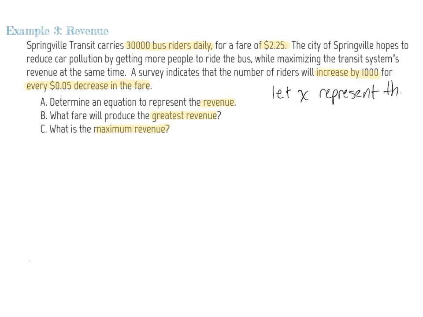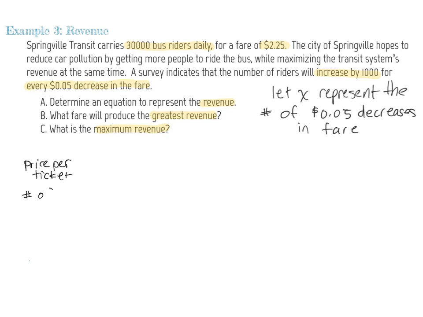So we define our variable x, again, to represent the number of increases or decreases in the fare that's being charged. In this case, each decrease is $0.05 or 5 cents. All right, now we set up a table to summarize our information. We include our price for each ticket and the number of riders that will be riding the bus. So we look at one value at our old fare, and then the value at our new fare.